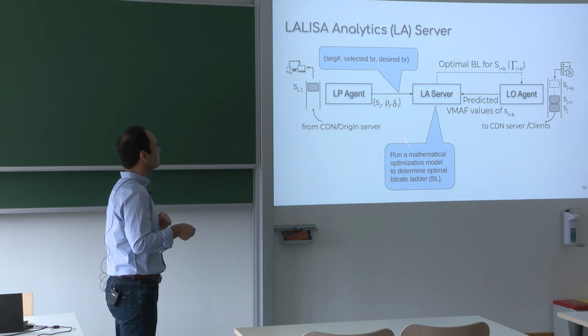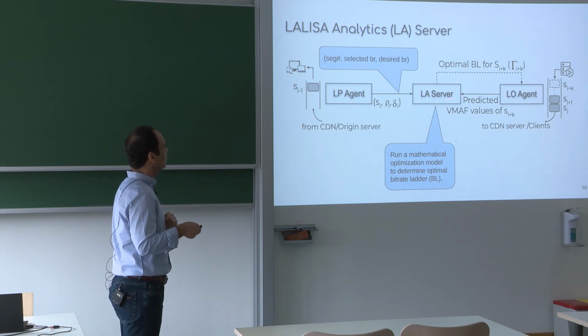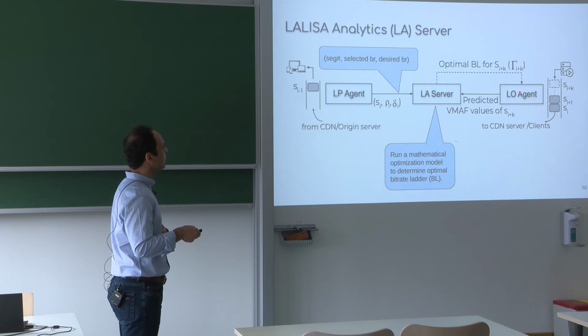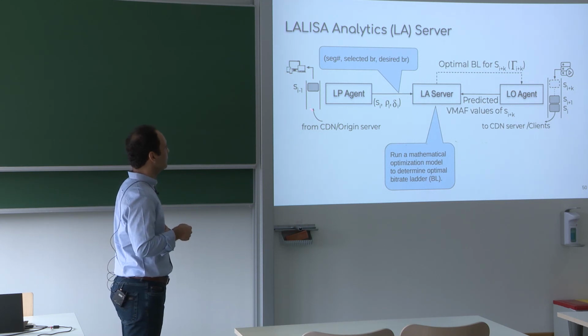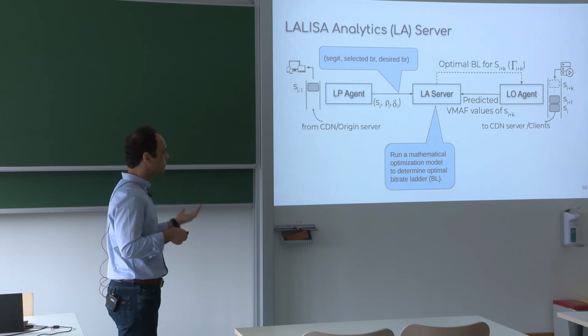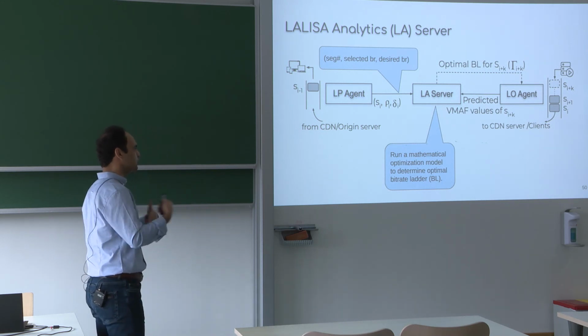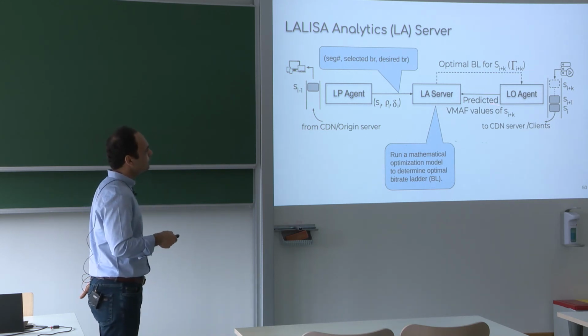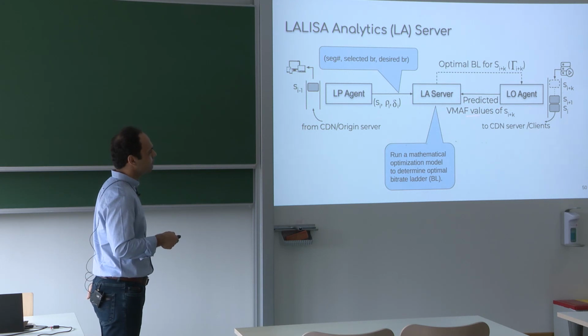Here is a demonstration of the communication between different components: LO agent, LA server, and the LP agent. For the LP agent, we have segment number, selected BR, desired bitrate sent to the LA server, and then the LA server sends the optimal ladder if the LA agent decides to change the ladder. And from the content, we have predicted VMAF values that are continuously and periodically sent to the LA server.